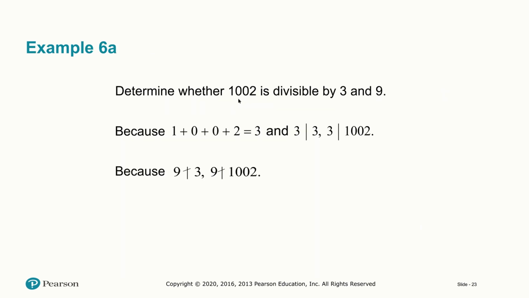All right, here we want to see if 1002 is divisible by 3 and 9. Now, we add the digits, right? And we get 3. So we know 3 goes into 3, and therefore it goes into 1002. But 9 does not go into the sum, which is 3. Remember, 9 doesn't go into the sum, therefore 9 doesn't go into the number itself. Only if 9 goes into the sum would it go into the number itself.